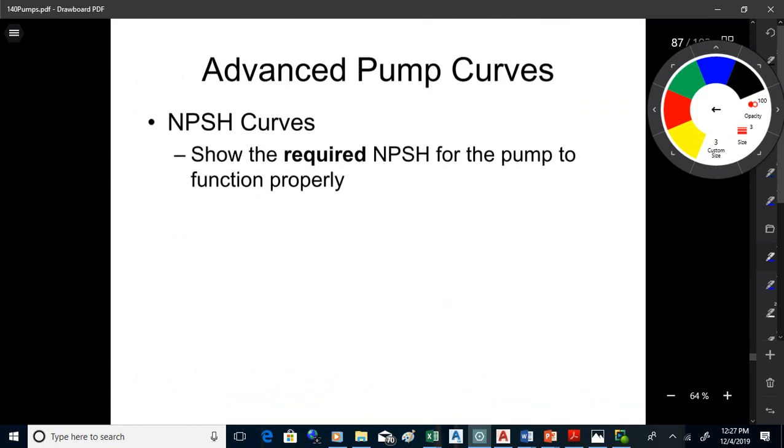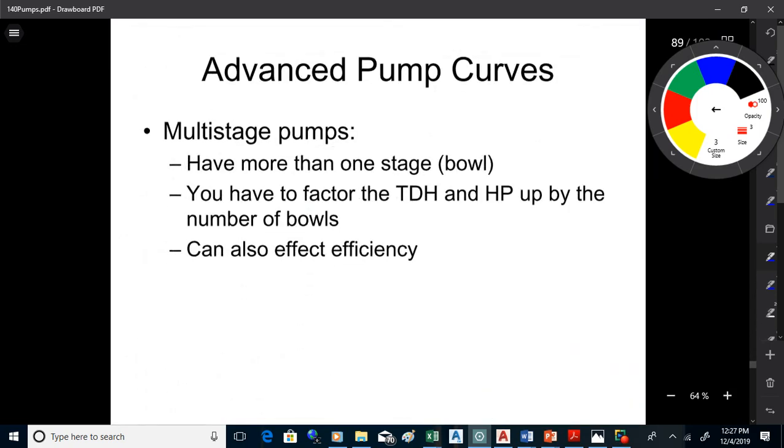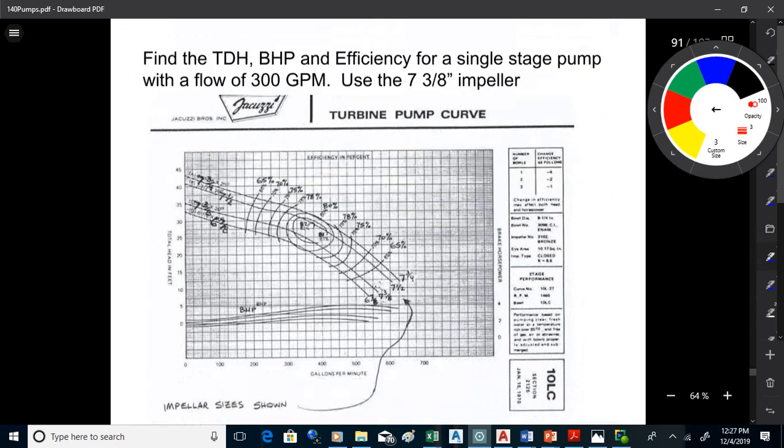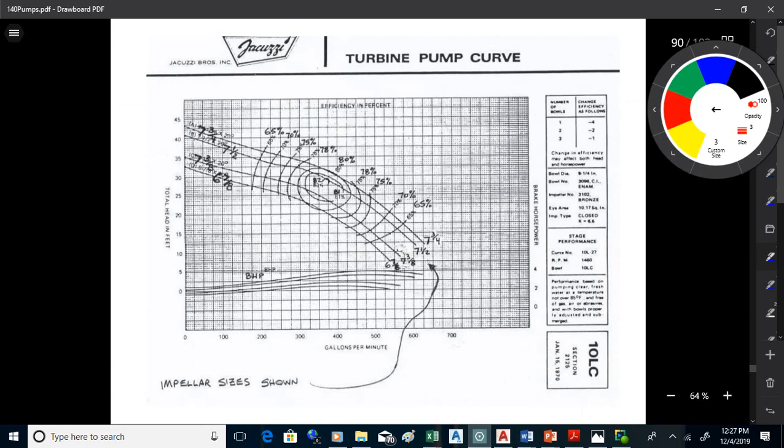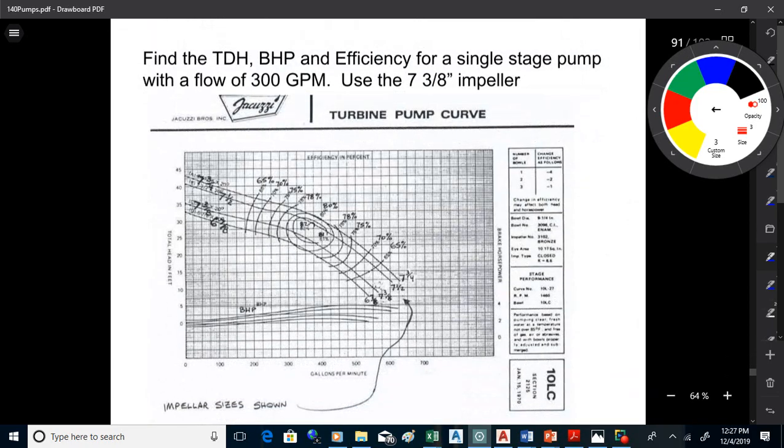So let's have a look at this one. Okay, let's start off. Let's find the TDH, brake horsepower, and efficiency for a single stage pump with a flow of 300 gallons per minute and a 7 3/8 impeller. What do you have in your book? Why don't we match what you've got in your book? I'm sorry about this. I think I have a little disconnect between the two. Page 151 is where I'm at.